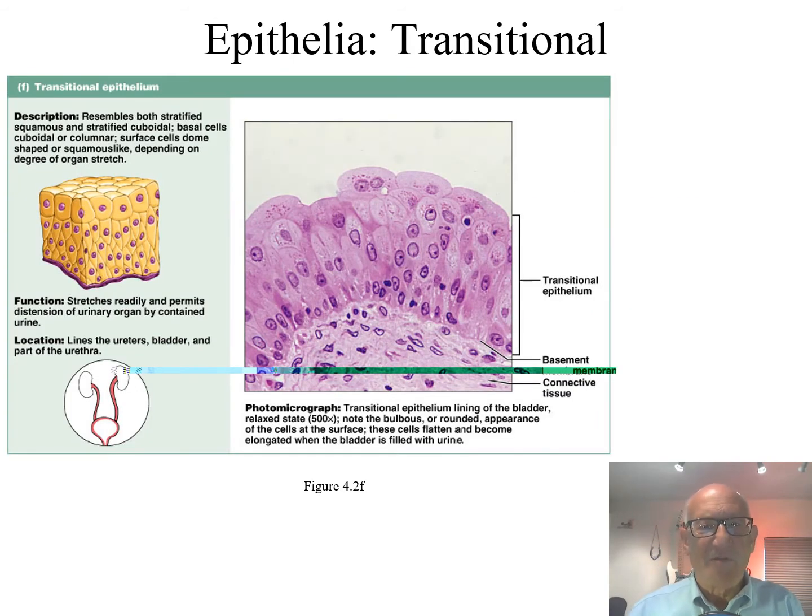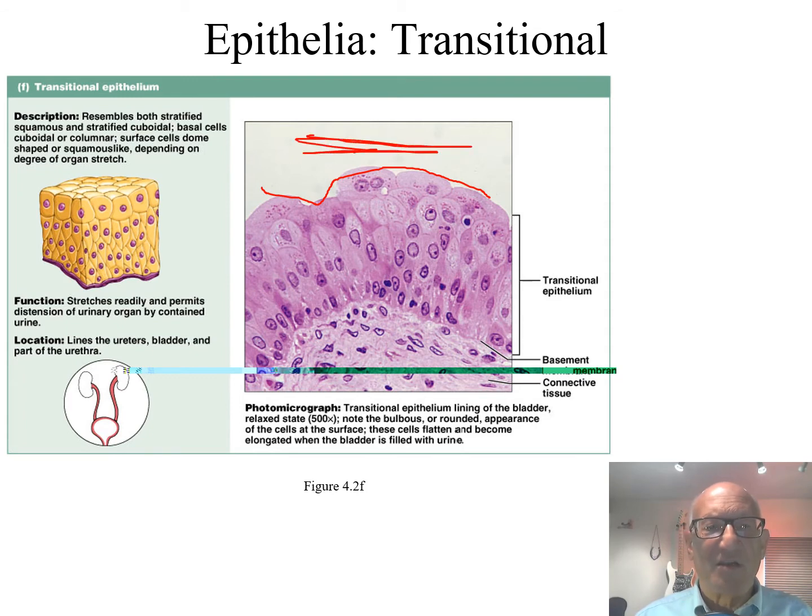So transitional epithelium has a characteristic scalloped look like this, right? This is the free edge out here, and these cells look a little bit like cuboidal cells, but what happens is as this area here fills with urine, these cells are squashed down and become flattened, and they almost look like they're stratified squamous epithelium at that point, right? But they are actually called transitional epithelia.